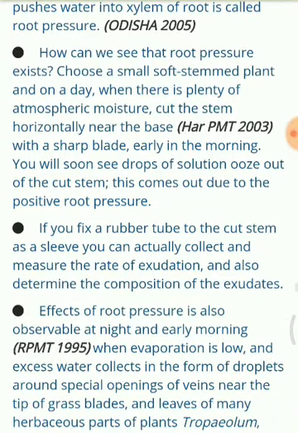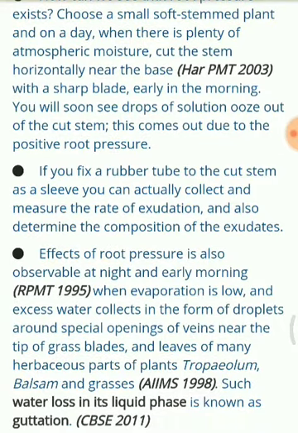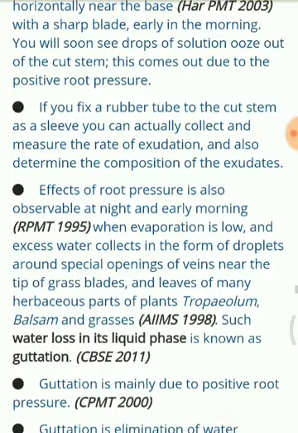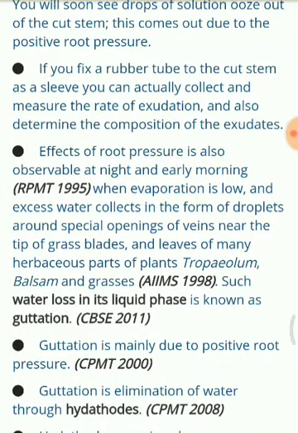The effects of root pressure are also observable at night and early morning when evaporation is low and excess water collects in the form of droplets around special openings of veins near the tips of grass blades and leaves of many herbaceous parts of plants, such as tomato, balsam, and grasses. Such water loss in its liquid phase is known as guttation.